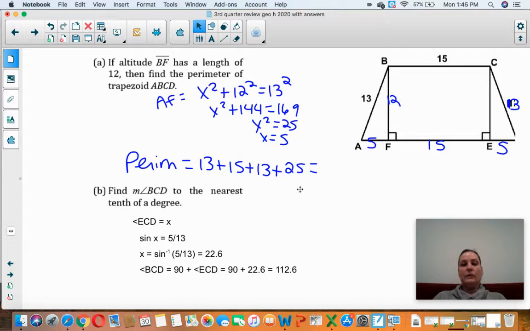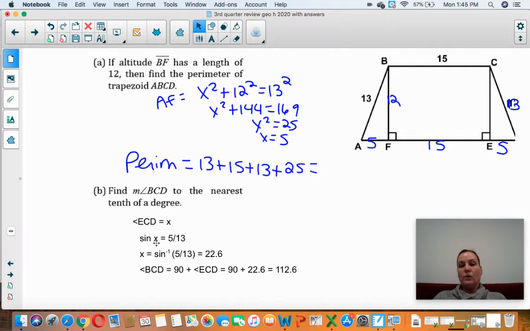All right, and the last question, we're going to have to use a little trig. I'm trying to find angle BCD. Now, BCD is this whole angle up here. This part's 90. What I don't have is this part right here, angle ECD. So I'm going to call angle ECD right here where my cursor is X. And I'm going to use sine because 5 is opposite and 13 is hypotenuse. So to find that angle, sine of X equals 5 over 13.